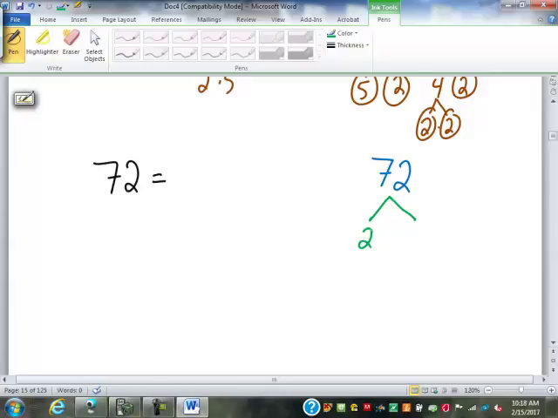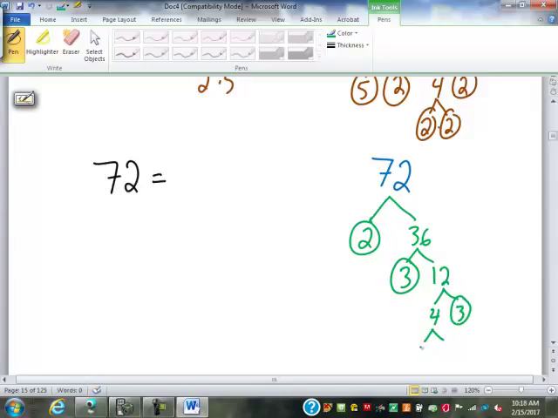So if you divide it by 2, what's left over? 36. Now the 2 is prime, so we'll circle that. 36, what's one number that goes into 36? You're going to stick with the 2? Okay. You did 3? Okay. So we'll say 3. If we divide by 3, what's left over? 12. So you can circle the 3. What's the number that goes into 12? 4. What's left over? 3. The 3 is prime, so we'll circle it.